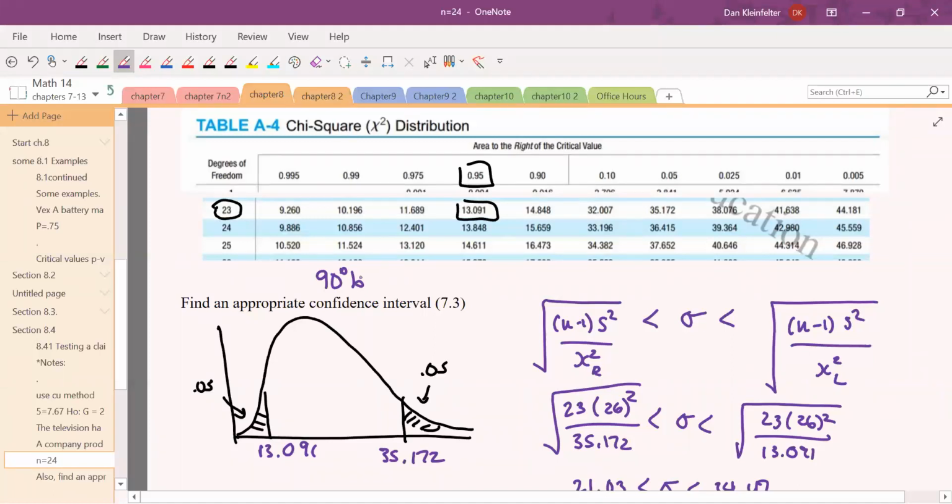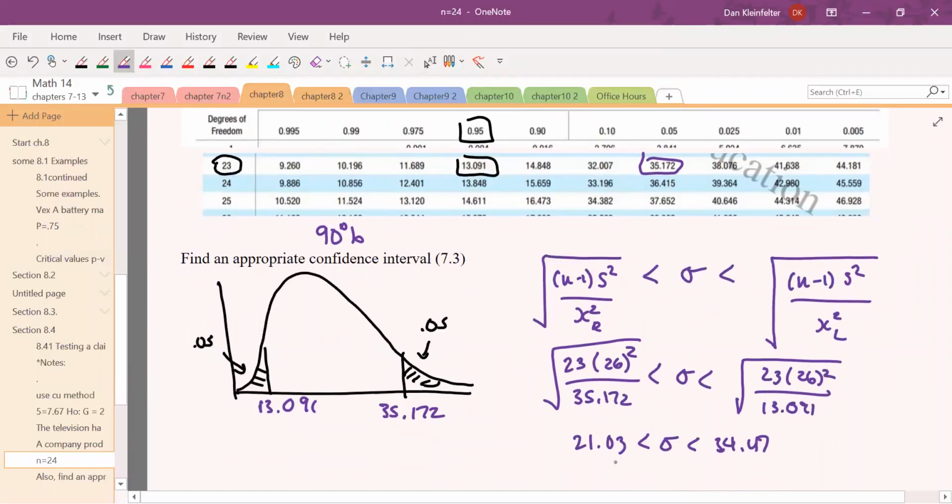So then I went through the details here. The degrees of freedom was 23. So our two critical values were 13.091, which we had already gotten. And then the other one was the 35.172, because if there's 0.05 to the right, we've got that 0.05 to the right here. So following through with the formula, we ended up with 21.03 is less than sigma is less than 34.47.